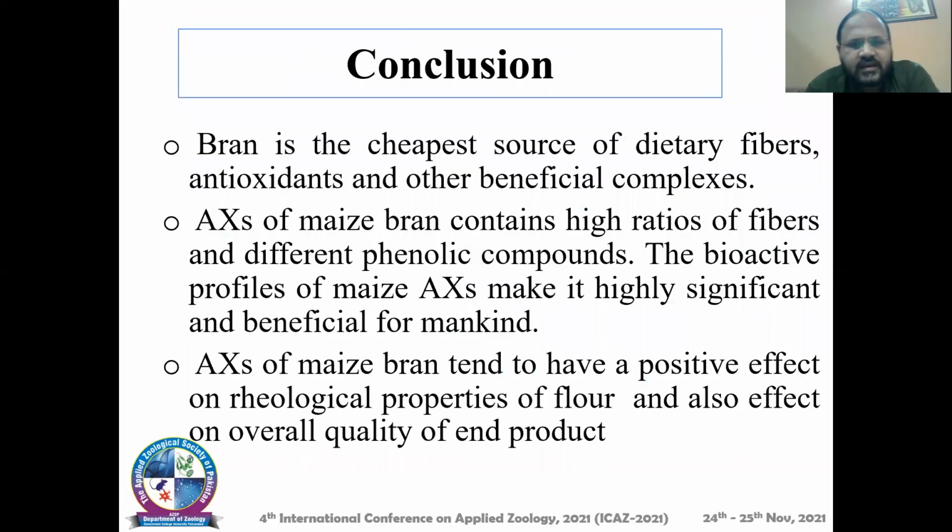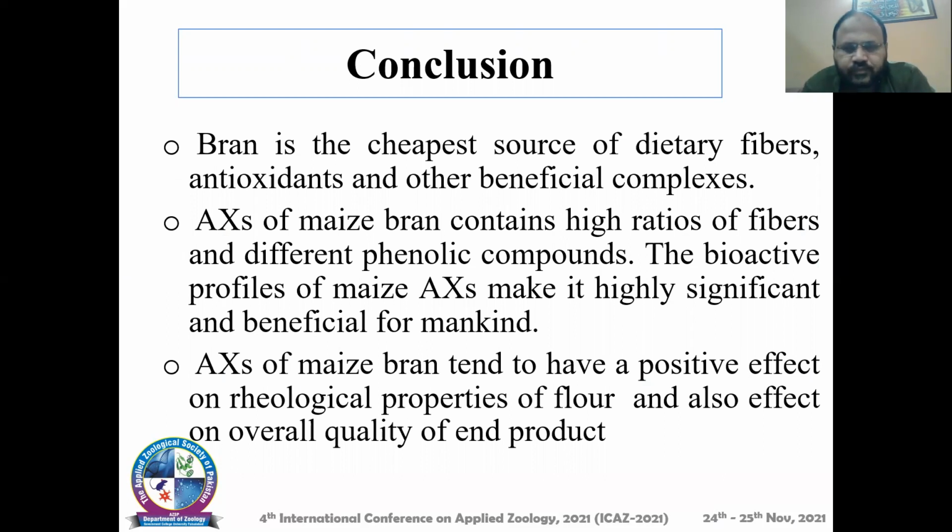So overall, I can conclude that bran is the cheapest source of dietary fiber and consists of antioxidants and other beneficial complexes, especially phenolic compounds. Ferulic acid is the main compound of the maize bran arabinoxylan. So arabinoxylan of maize bran contains a high ratio of fiber and different phenolic compounds. The bioactive profile of maize bran and arabinoxylan makes it highly significant and beneficial for mankind. Arabinoxylans of maize bran tend to have a positive effect on rheological properties as well as overall acceptability of the end product.